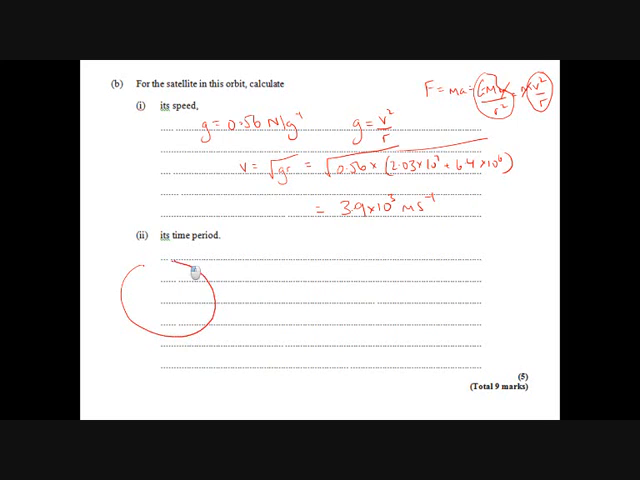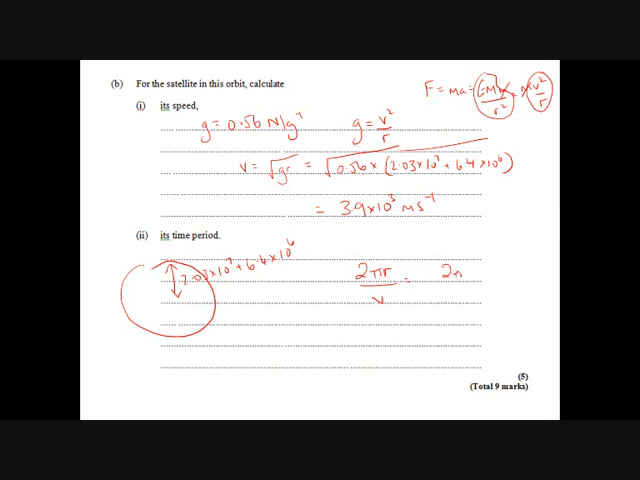To get the time period, I think the easiest way to do this is to say, well, that's going around in a circle. We've just worked out the radius of this circle is again our 2.03 times 10 to the 7 plus our 6.4 times 10 to the 6. It's going round that, so that's 2 pi r, the distance of the circumference, divided by the velocity it's going, which we've just worked out from there.